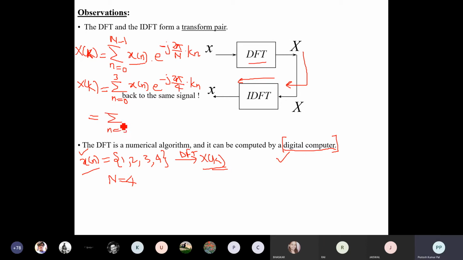So it will be n is equals to 0 to 3 x of n into this value is e to the power minus j 2 pi by 4 into kn. So what we can write it? We can write it as e to the power minus of j 2 pi by 4 will be given by pi by 2, okay, into k of n. ठीक है, इतना समझ में आया?